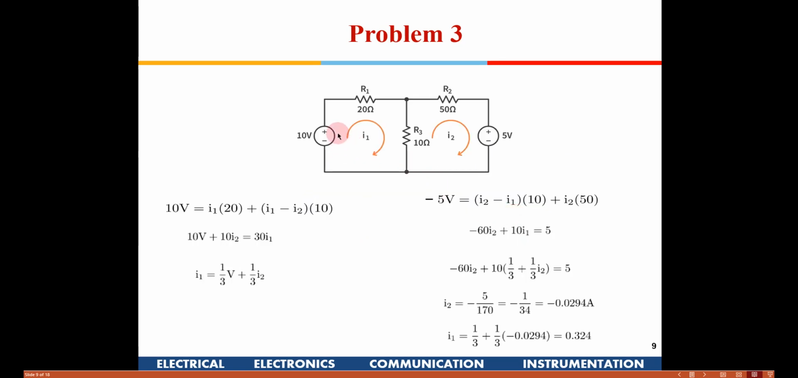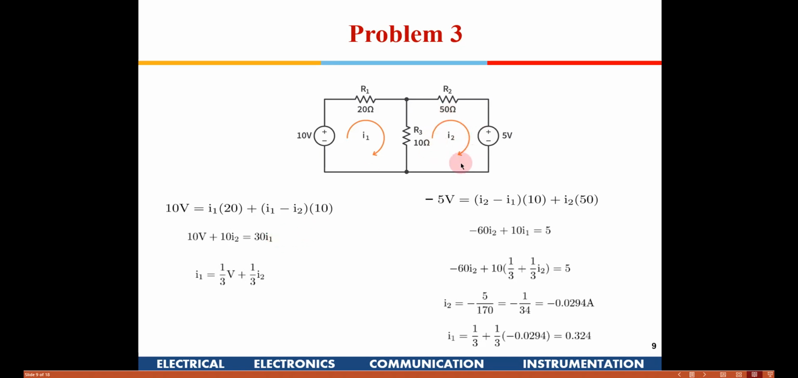So for the first mesh, we are going to write 10, this is the terminal voltage available, minus I1 into 20, that is the voltage across 20 ohms. And for the 10 ohm resistance, I1 is flowing from top to bottom, and since I2 is taken in the clockwise direction, its current is going to flow from bottom to top. So the net current here will be I1 minus I2 into 10. Expanding these and taking the I1 terms together, you get one equation: 10V plus 10I2 is equal to 30I1.